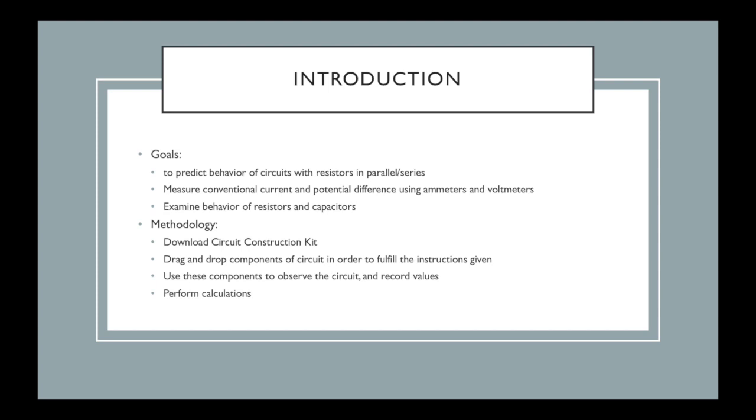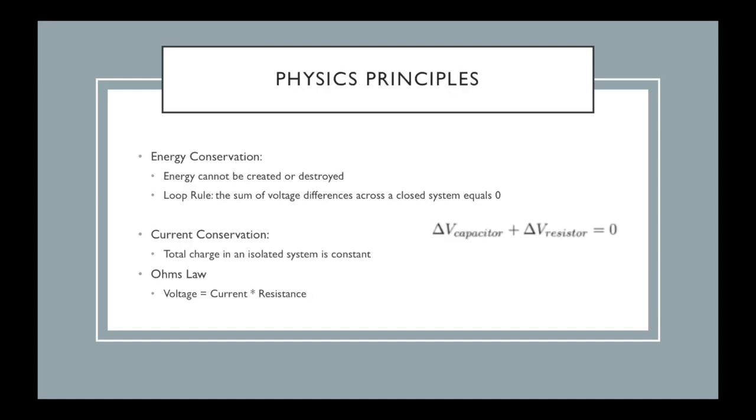Then we will use these components to observe the circuit and record values, and finally, use these values to perform calculations. We will use the following physics principles in this lab. First, the idea of energy conservation, which says that energy cannot be created or destroyed. And with this, the loop rule, which says that the sum of voltage difference across a closed system equals 0. Next, we will also use current conservation, which says that the total charge in an isolated system is constant.